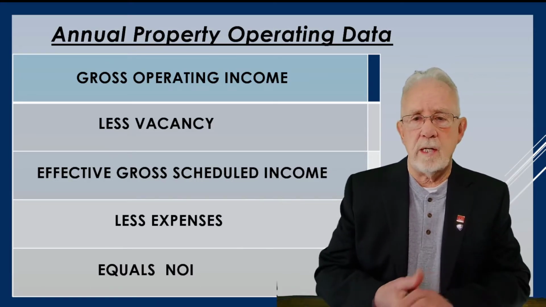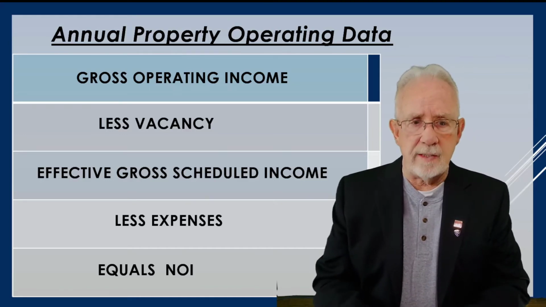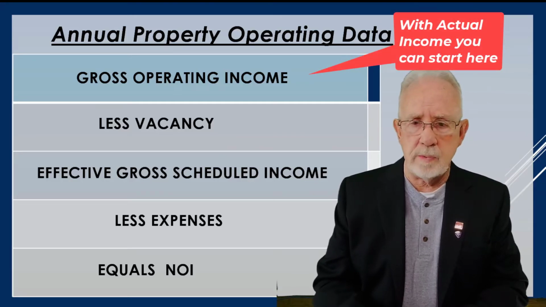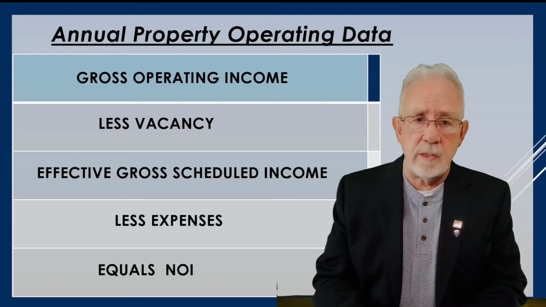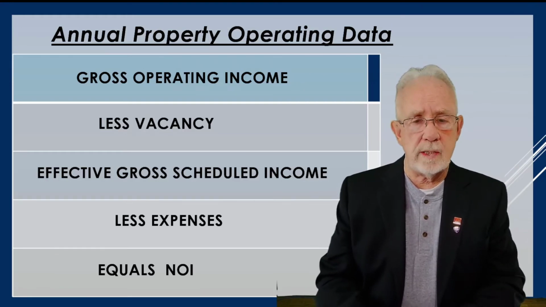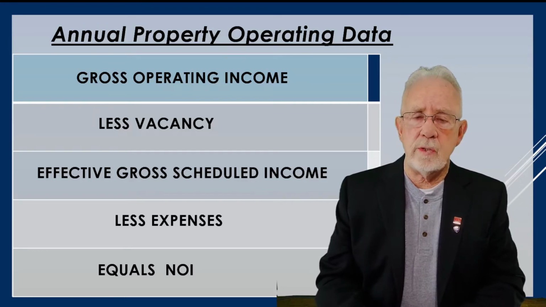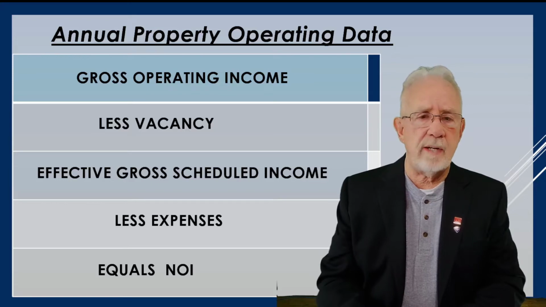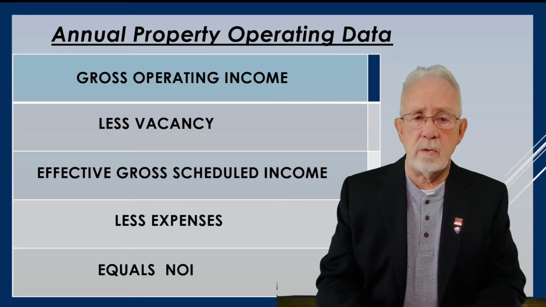Now, when you work with a lot of these APODs, you'll probably be able to start at the effective gross scheduled income. And that's all the income that property will do. So gross operating income, that's usually what's in the market, what's in the neighborhood. And if you know that, then you can figure out, well, my vacancy factor is probably 5 or 10% in this neighborhood. And so you would use that and you would come up with an effective gross scheduled income.